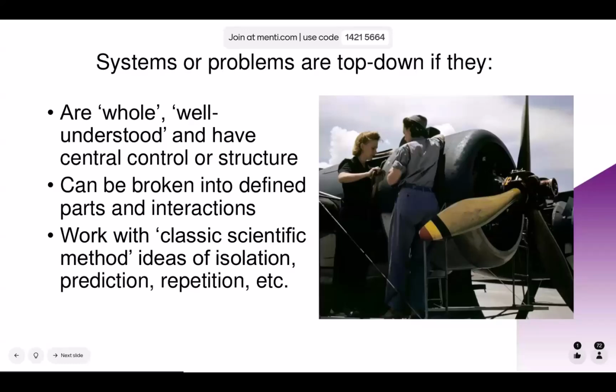And if you get a problem in these systems, you can take them apart, you can replace one of the people or one of the parts, and you can put them back together, and you can test if the replacement had an effect. So these are top-down systems.